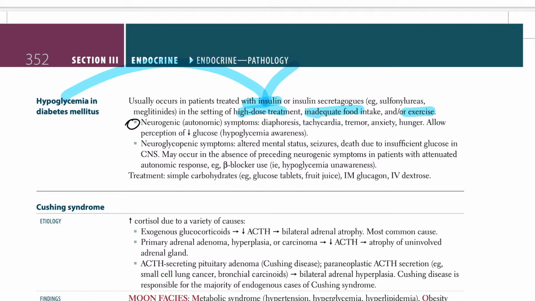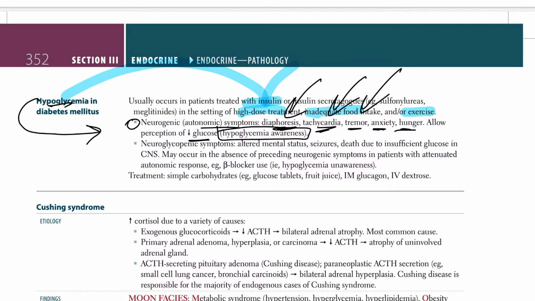We have the neurogenic cause. Neurogenic is autonomic symptoms. So we are talking about hypoglycemia signs and symptoms here. Neurogenically, the symptoms we are going to get are diaphoresis, tachycardia, tremor, anxiety, hunger. These allow the perception of decreased glucose, hypoglycemia awareness. So all these symptoms are telling you, hey, we need glucose. And that is done through the autonomic neurogenic pathway.